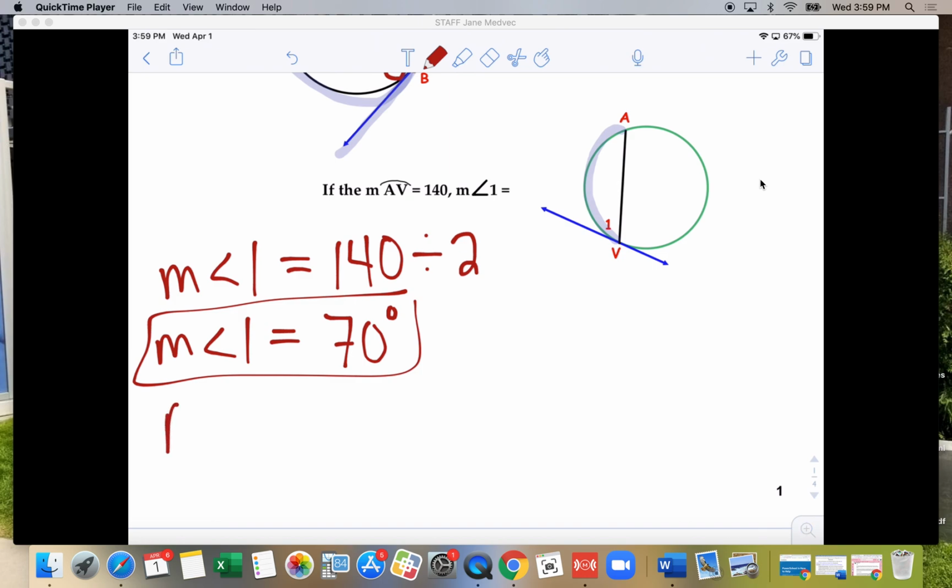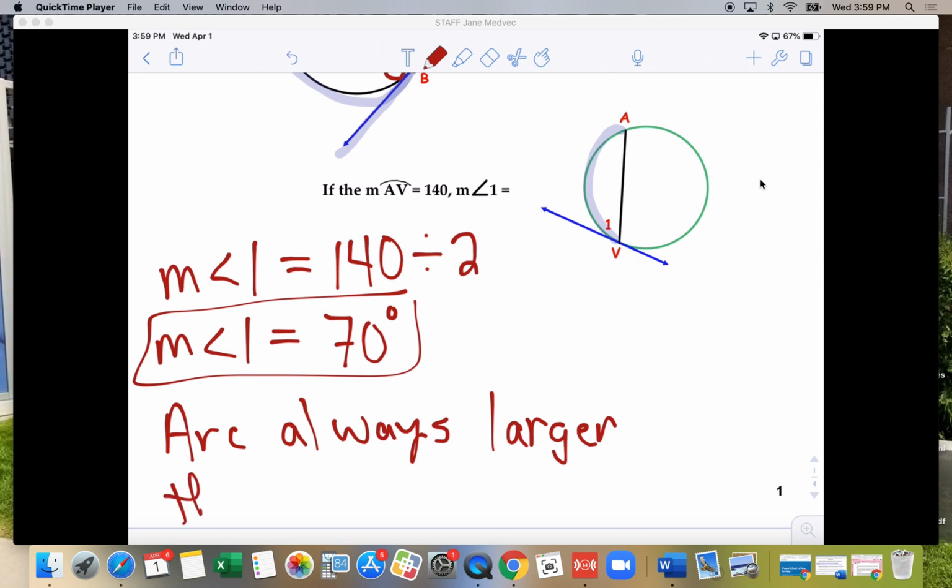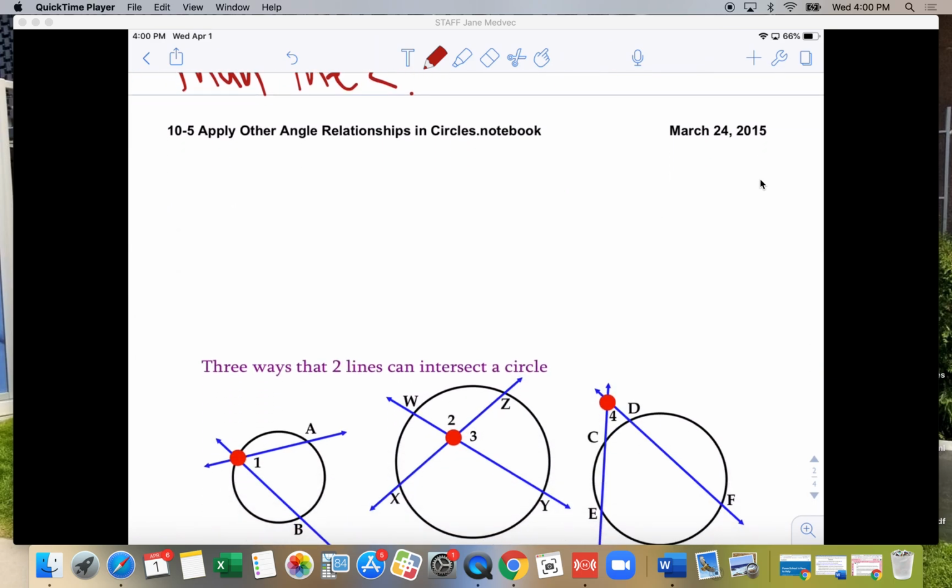So the arc is always larger than the angle. If you think of it that way, think of the angle getting bigger and the arc's going to be larger, that'll be easier. All right, let's keep going.